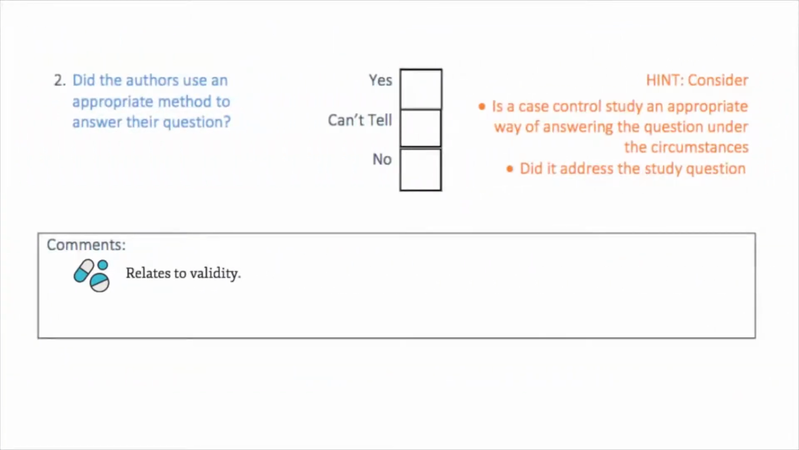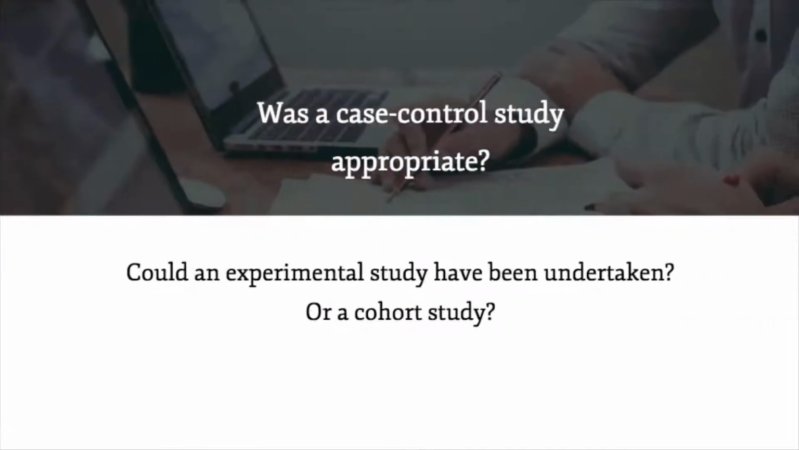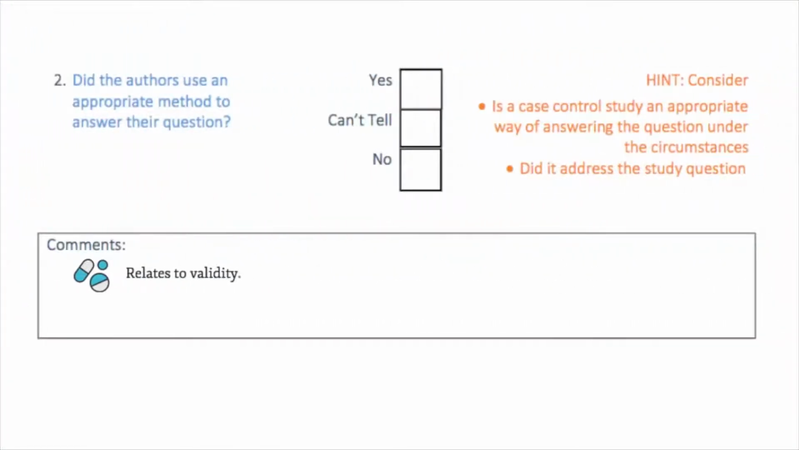This question concerns whether or not a case control study was an appropriate design to answer the research question. For example, we might consider a cohort study, as this is a generally stronger design, or an experimental study. In this case, a case control study does seem to be appropriate, as an experimental study is not feasible because it isn't possible to randomly allocate people to have eczema, and because the outcome of suicide is relatively rare, so a cohort study is not suitable.